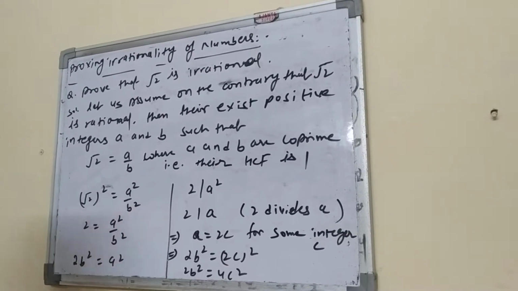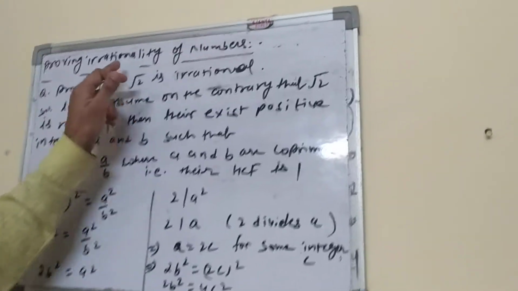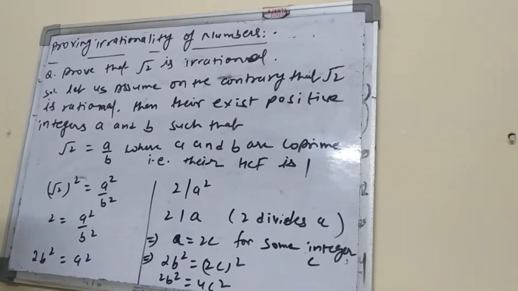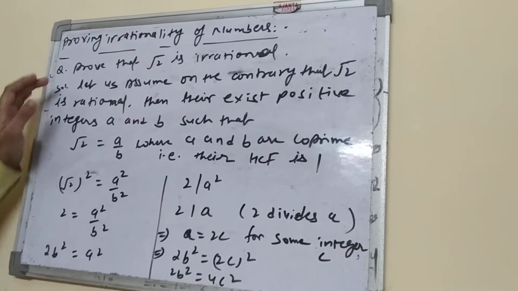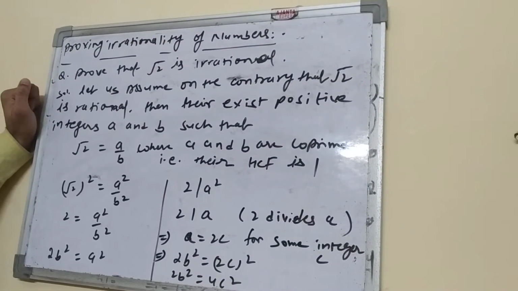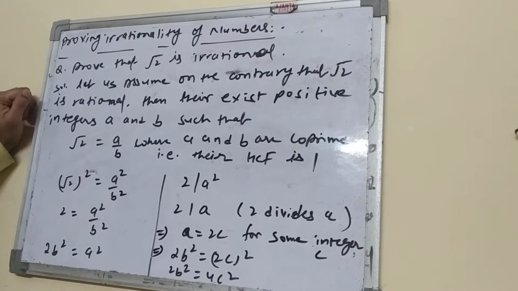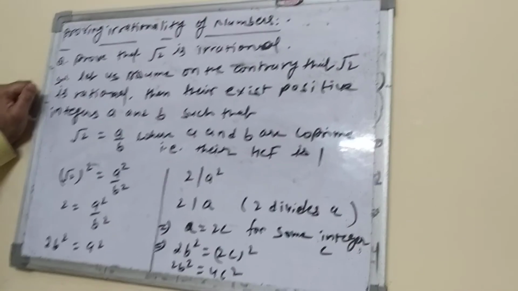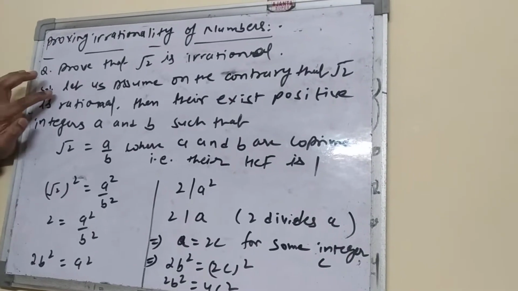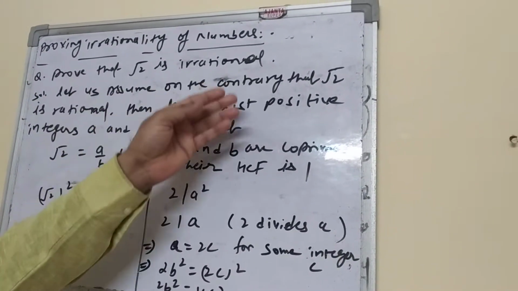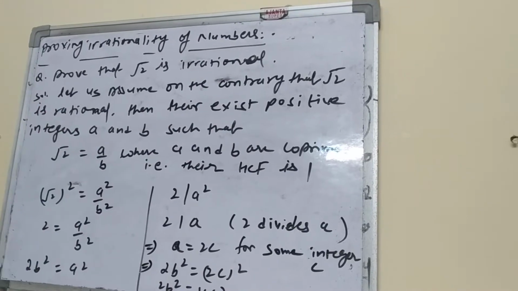Now we're talking about proving the irrationality of numbers. Let us take an example. Prove that root 2 is irrational. We have to prove the contrary fact. Let us assume on the contrary that root 2 is rational.